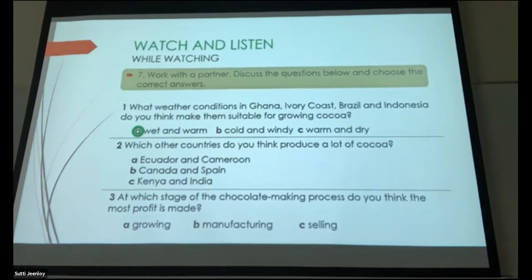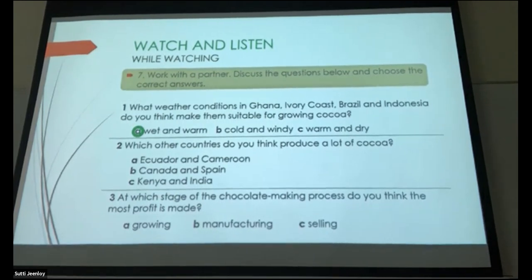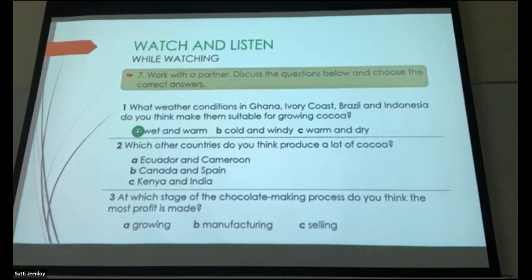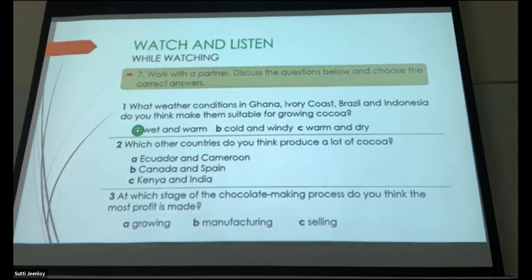Which other countries do you think produce a lot of cocoa?